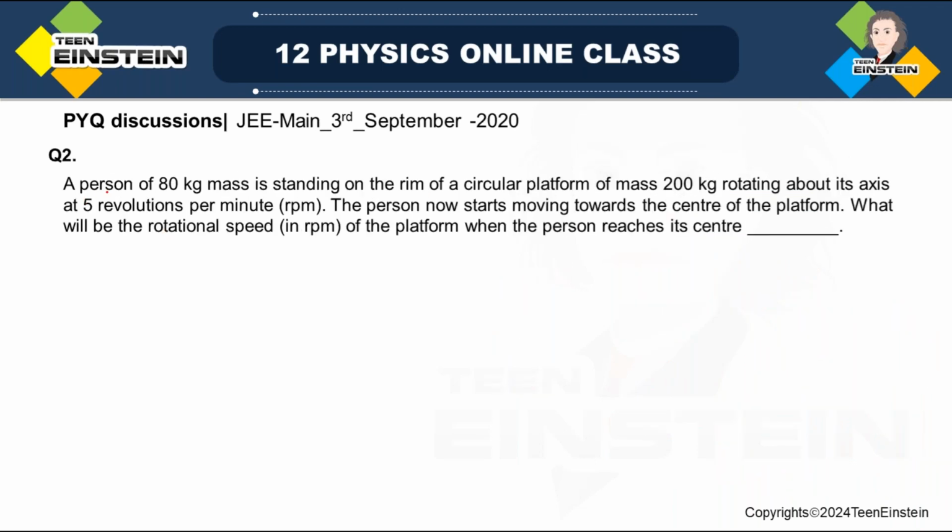So this problem says a person of 80 kg mass is standing on the rim of a circular platform of mass 200 kg, rotating about its axis at 5 revolutions per minute. Okay, so the situation is something like this. Let me draw it a little bit bigger.